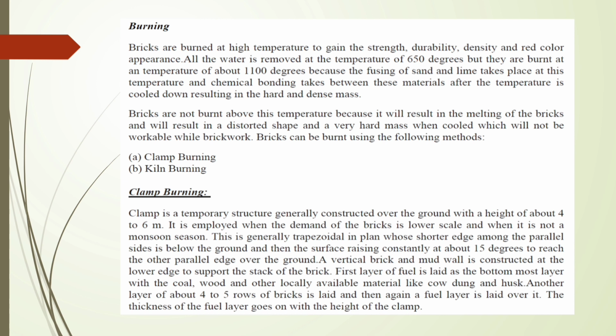The first layer of fuel is laid as the bottommost layer, with coal, wood and other locally available material like cow dung and husk. Another layer of about 4 to 5 rows of bricks is laid, and then again a fuel layer is laid over it. The thickness of the fuel layer decreases with the height of the clamp.